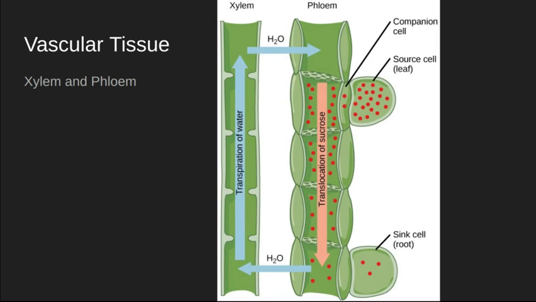Vascular tissue is called the phloem and the xylem. The phloem transports those G3P molecules that we were talking about when we talked about photosynthesis. So here it's shown as sucrose, and then the xylem conducts water and minerals, okay? So think of it as two parts on the same highway.